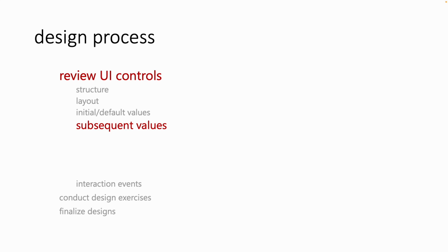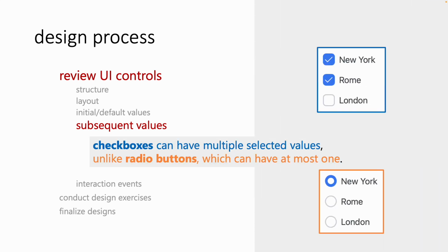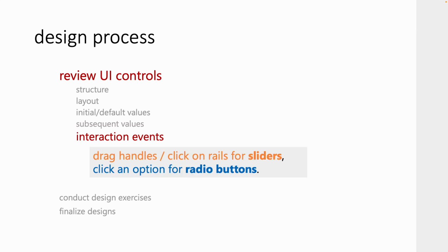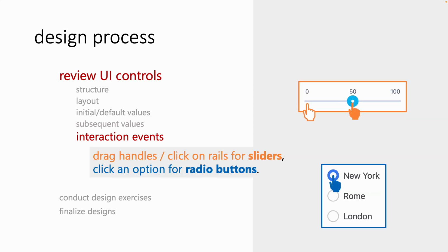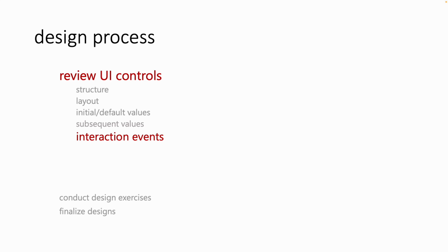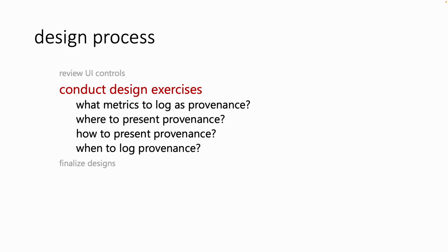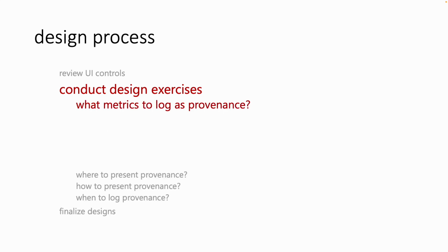Next, with respect to subsequent values, checkboxes can have multiple selected values, unlike radio buttons, which can have at most one selected value. Finally, to interact with these widgets, for sliders, one generally drags the handles or clicks on the rails, whereas for radio buttons, one directly clicks on an option. So after this review of UI controls, we conducted design exercises wherein we explored what metrics to log as provenance and when, and where and how to present them.